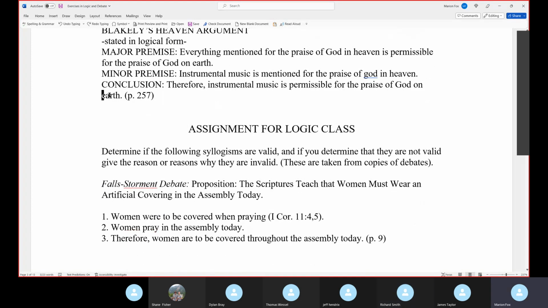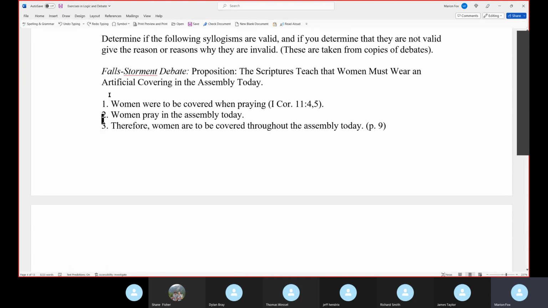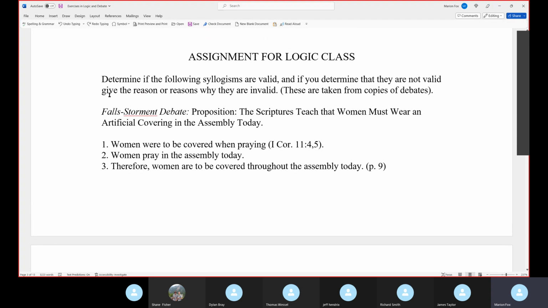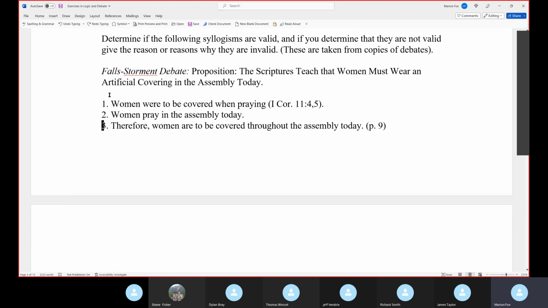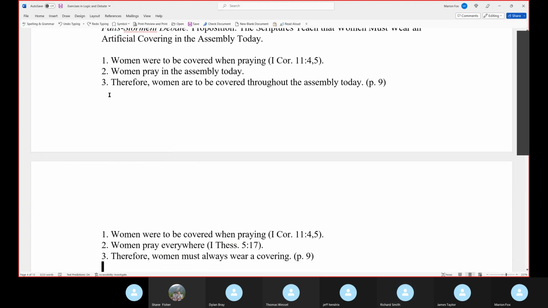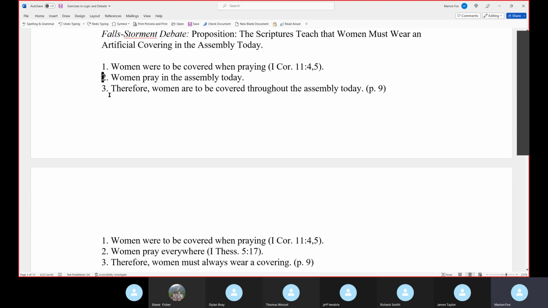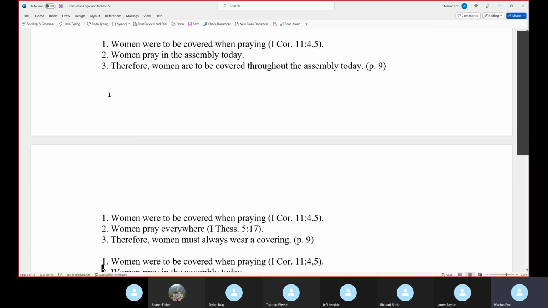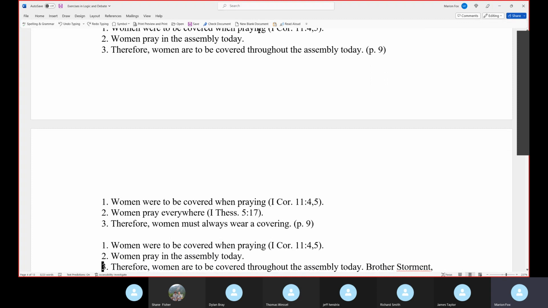All right. Once we finish that, we're going right into this one. This is another debate on women wearing an artificial covering in the assembly. We want to examine to see if it's a valid argument, and if it's not valid, why it's not valid. They just throw up what they call a syllogism, and it's not even valid. Just be careful of it. Any questions? So we're going to do as many as we can next week. Any more questions? All right.